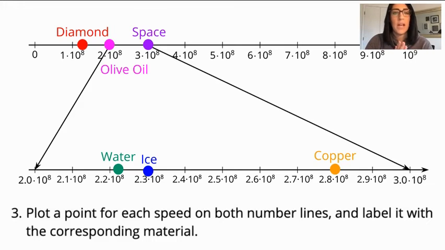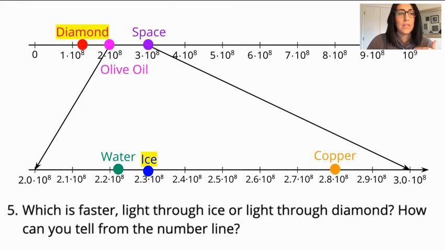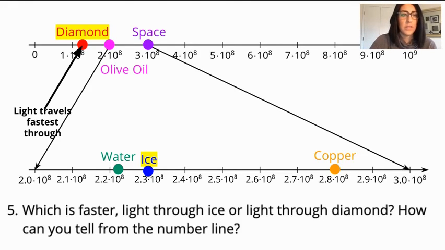Okay, so here's what this will look like when they're all plotted. So we can now see in terms of light traveling through them, light does travel through diamond the fastest. If we are comparing ice and diamond, light travels faster through diamond. And you can see that because when we're talking about speed, this means it's going through it faster because the value is smaller. Copper, it takes longest to travel through.